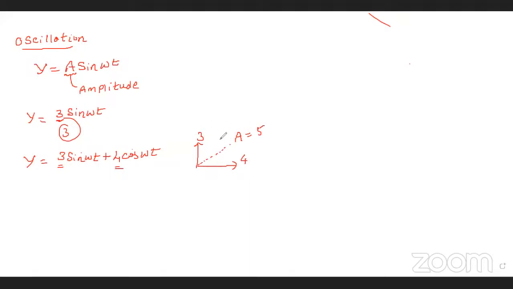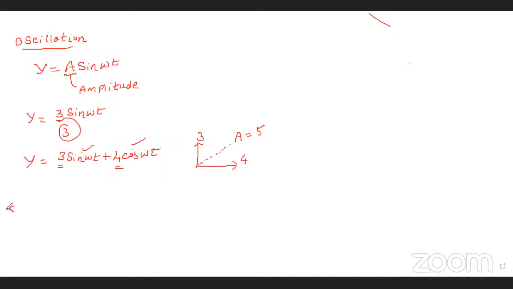Pythagoras theorem. So please be very careful when you have two functions like this. You have to be very careful in telling the amplitude. If one is sine and the other is cosine, then the resultant amplitude should be equal to root of 3 squared plus 4 squared. That is root of 9 plus 16, that is root 25. Root 25 is 5.